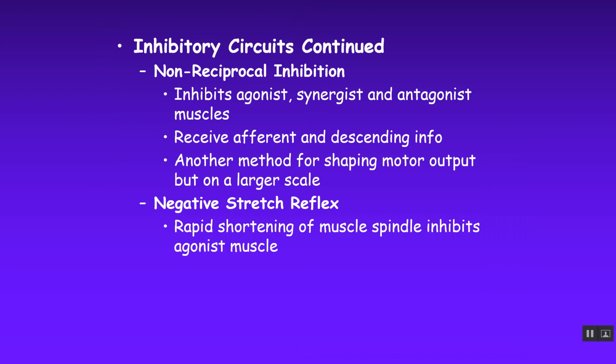Then there's a thing called non-reciprocal inhibition. It inhibits the agonist muscle, so the muscle you're using, plus the synergist and antagonistic muscle. It shuts down or reduces output to all the muscles in a limb. It does this based on receiving afferent information coming in plus descending information. It's another method for shaping motor output but on a larger scale.